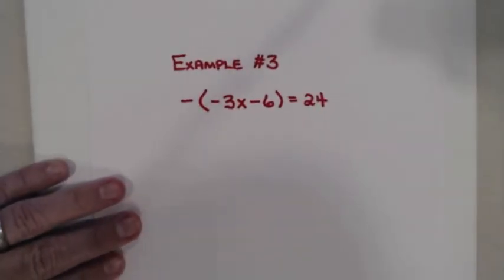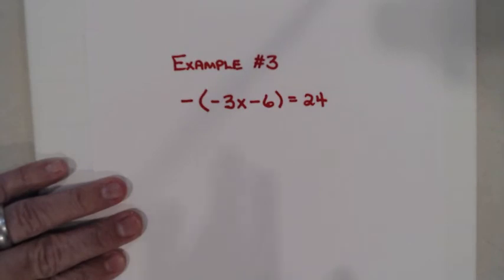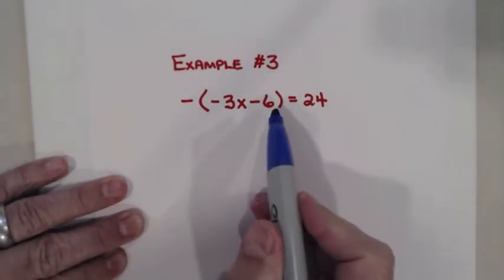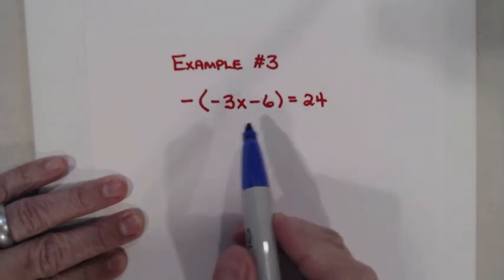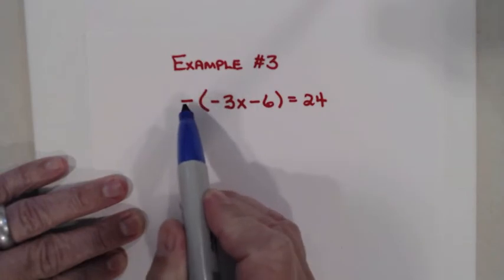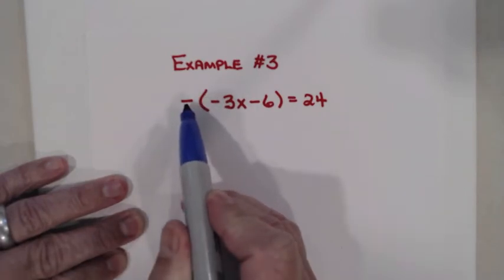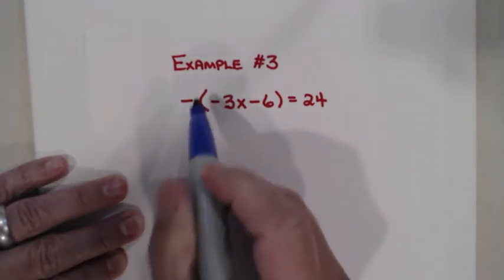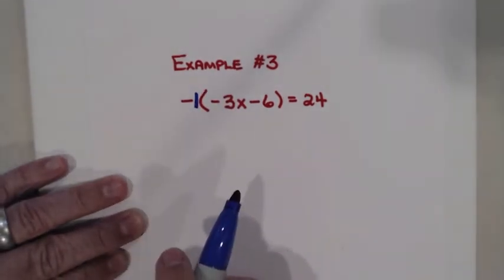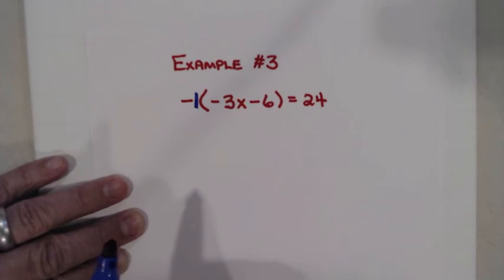Example number 3 confuses some students because there's no number on the outside. There's just a negative sign. So there's different ways you can explain this. You can say that this negative sign simply changes the sign of everything inside. You can say that because you've got these parentheses, this is grouped together, you've got to have a number attached to that negative sign. So that means some people will put a 1 right there. Regardless of which way you do it, you're still going to get the same answer.